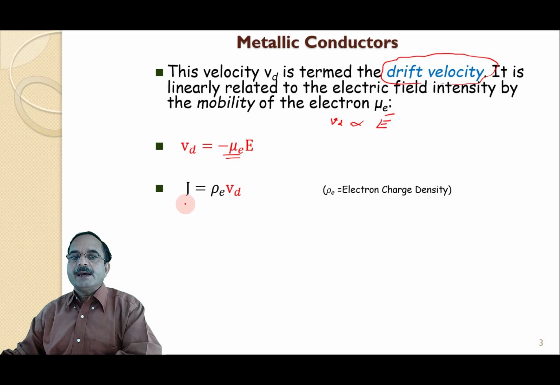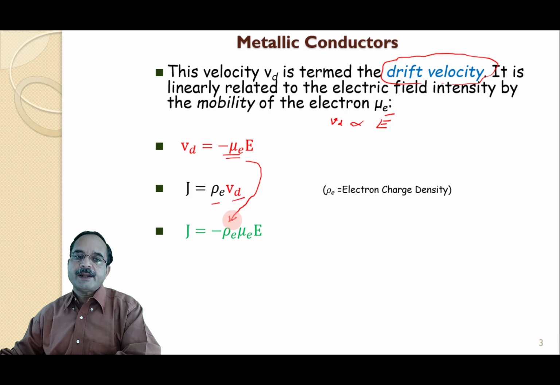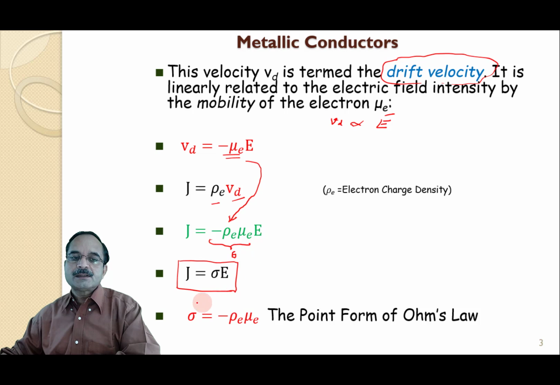Now we can write current density as J equal to rho e into Vd, where rho e is the electron charge density, and Vd is the velocity with which the charge is moving within the conductor. So just now we have defined it, called the drift velocity. The drift velocity, what we have written from this equation, we substitute here. So we can write J as minus rho e mu e into E. Now this term minus rho e mu e we represent as sigma. So we write this in terms of sigma and E, where this sigma is called the conductivity of the metal, and this we define as the point form of Ohm's law.